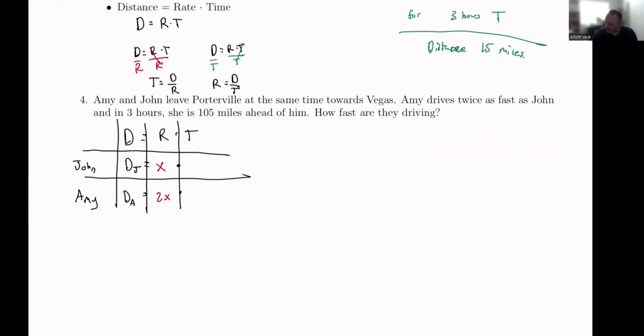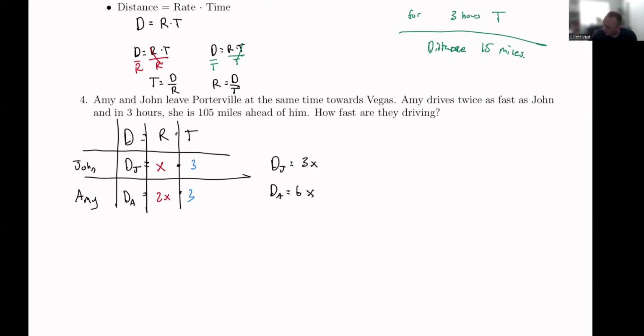And we're asking, oh, in 3 hours, she's 105 miles ahead or whatever, but they've both driven, it looks like 3 hours here. So 3, 3. Cool. So what do I have? I have two equations. Distance of John is equal to 3x, right? 3 times x, or x times 3. Distance of Amy is equal to 6x, where x is your speed. If I know my speed, then I know the distance of both of them.